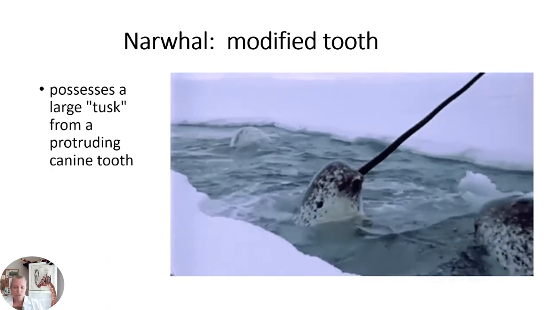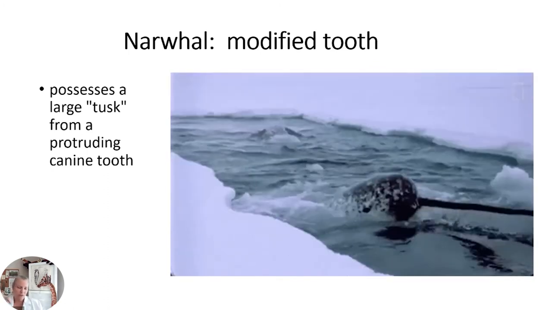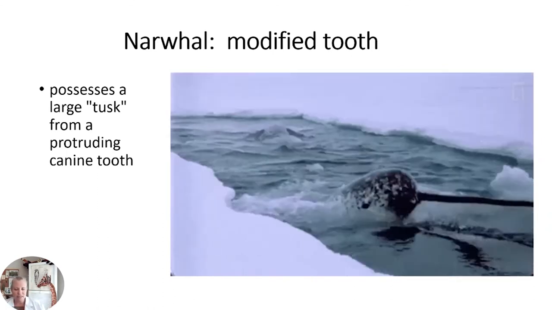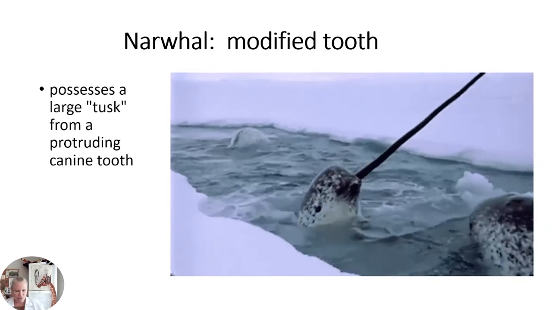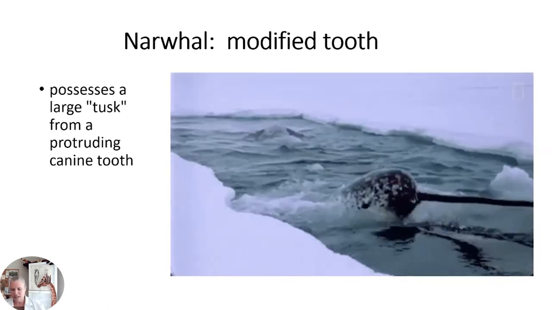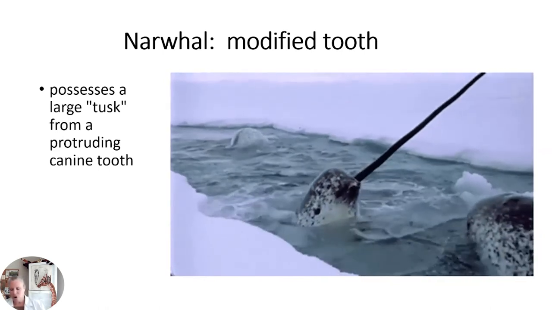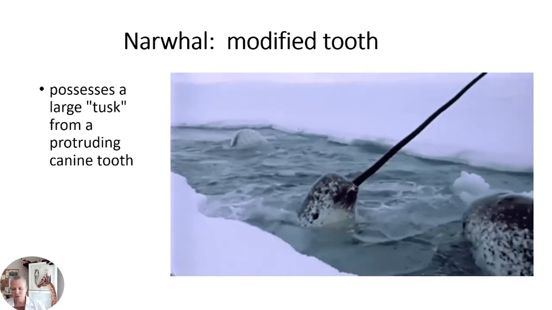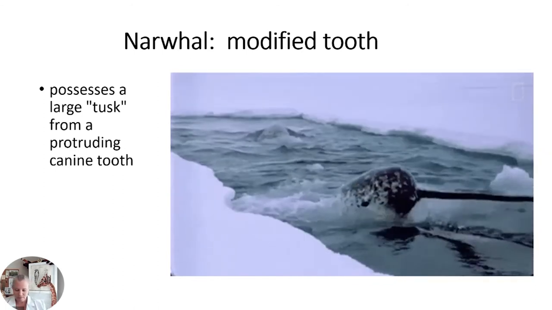So they use it to help find food. They also use it to spear or kind of hit their prey to be able to stun the fish and things that they want to eat. So isn't that kind of crazy? But that's the narwhal. It's just the enlarged tooth. And again, it's real sensitive, got lots of nerves more on the outside.